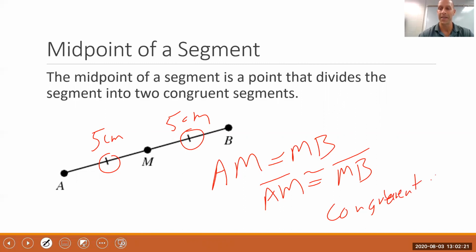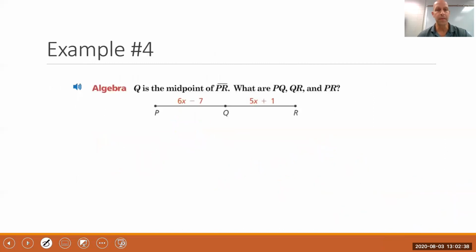Congruent segments, okay? Which means that M is the midpoint. So M is the midpoint, the middle point, if those two guys are the same.